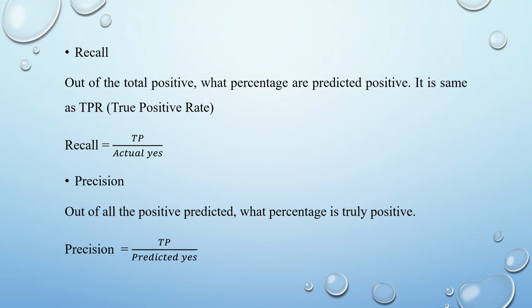Precision. Out of all the positive predicted, what percentage is truly positive? The formula to calculate precision is true positive divided by predicted yes. Recall is equal to TP divided by actual yes and precision is equal to TP divided by predicted yes.